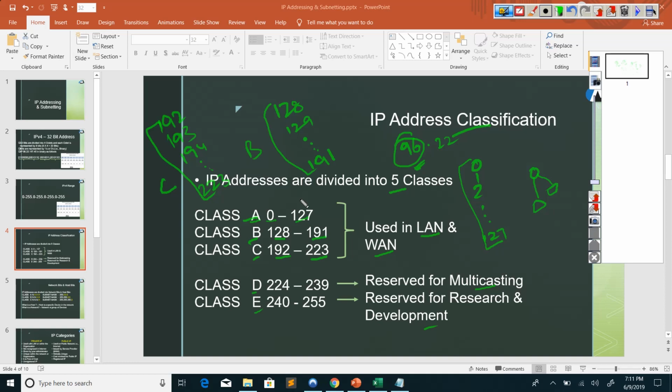You are going to learn those things. So that is the reason I am telling you to just make a note of it. Class A starts from where and ends with what range? This is the range of IPs.